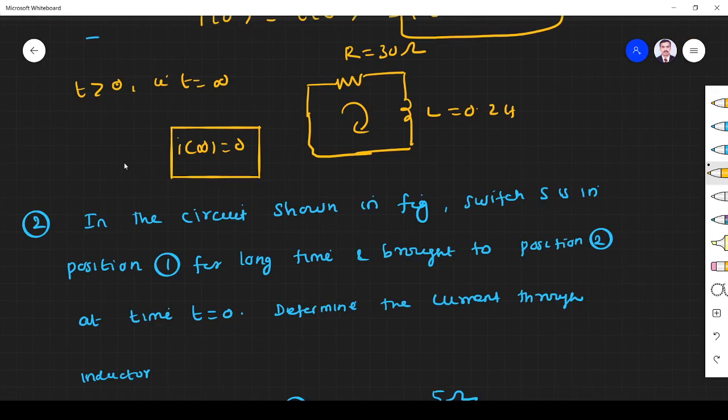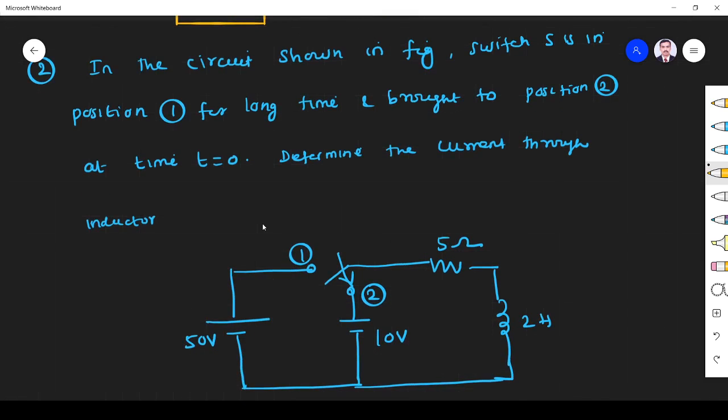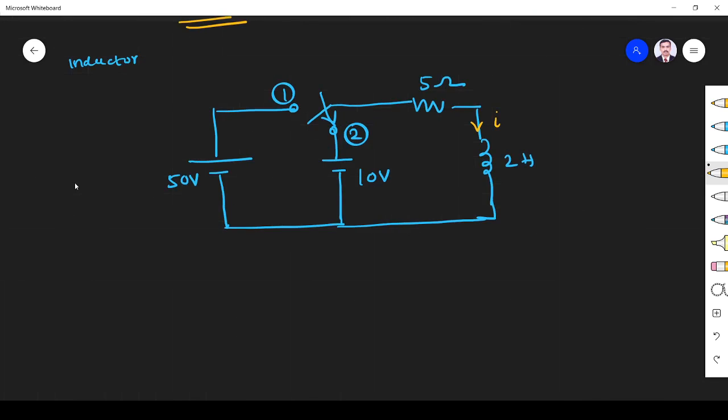Next we solve the second problem. For the circuit shown in figure, the switch is in position 1 for a long time and brought to position 2 at t is equal to 0. Determine the current through the inductor. So again we have to find the current through the inductor. The current through the inductor is given by I of t is I infinity plus I of 0 minus I infinity, e power minus t by tau.